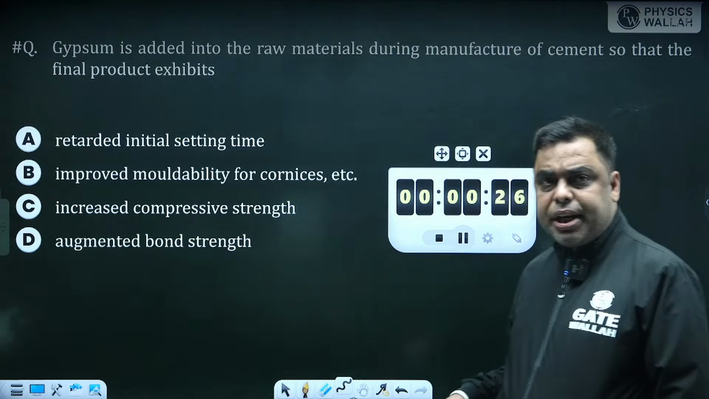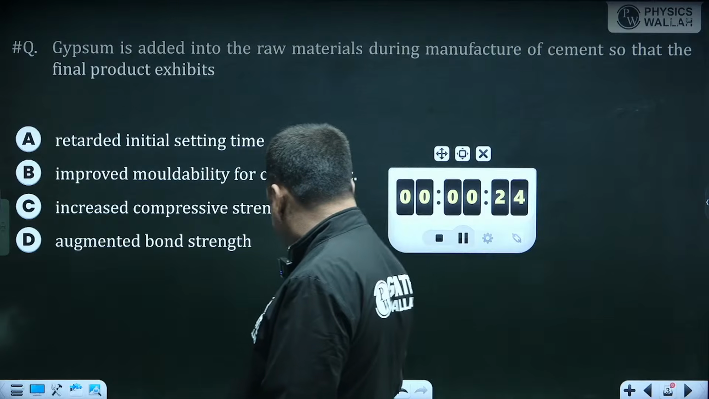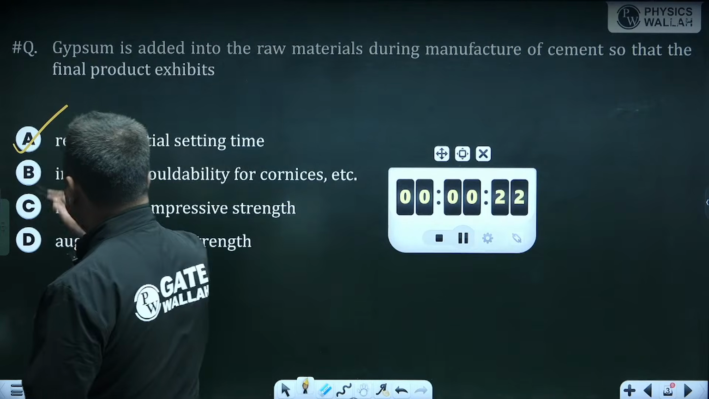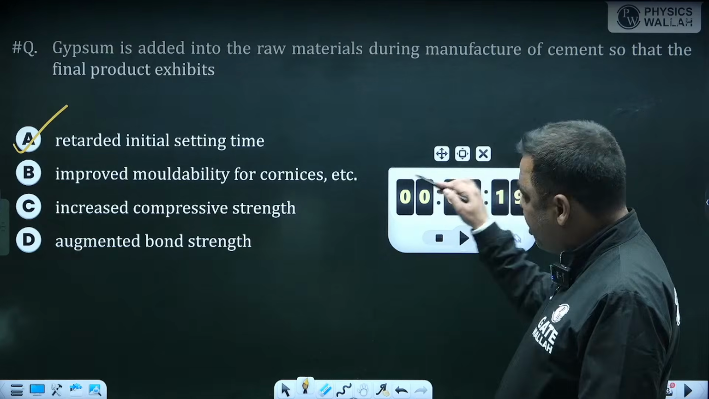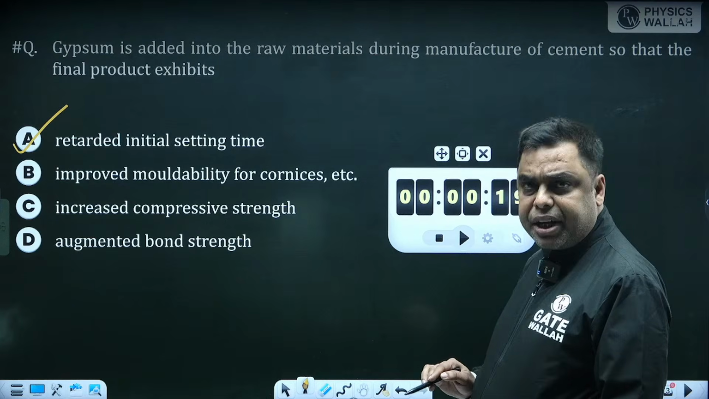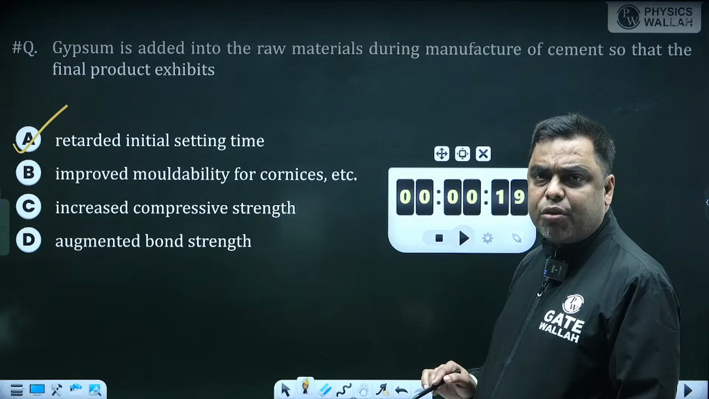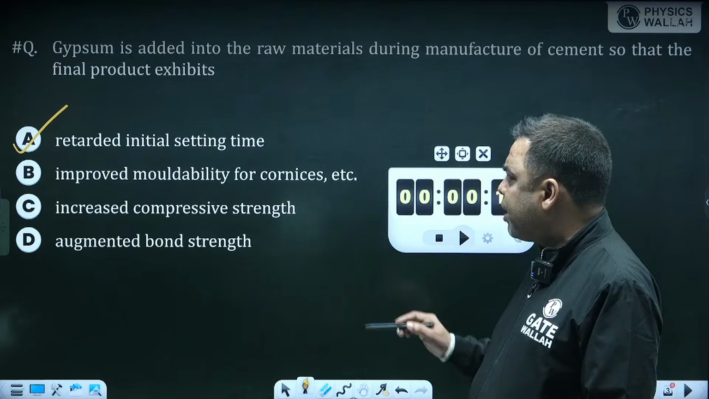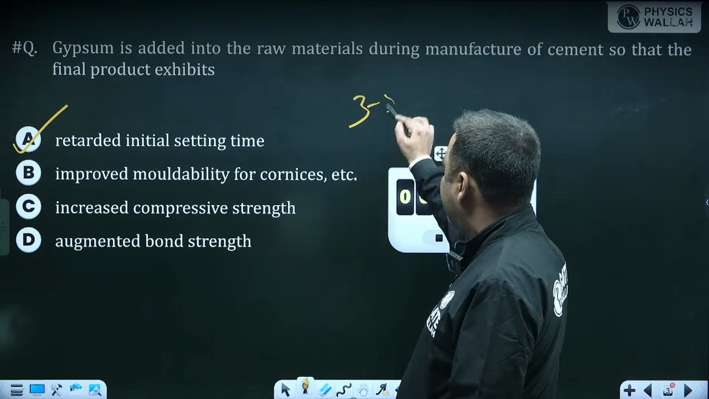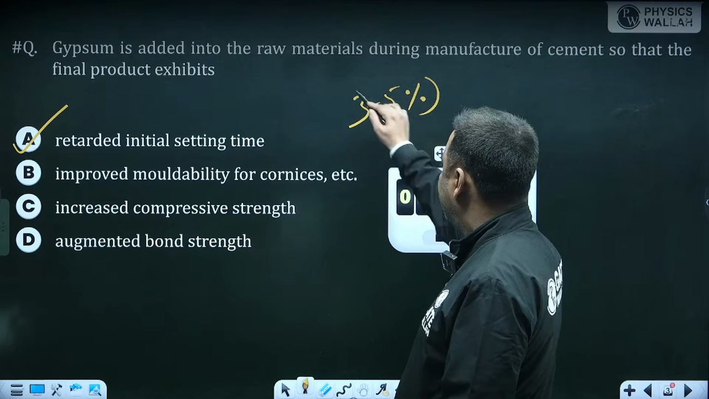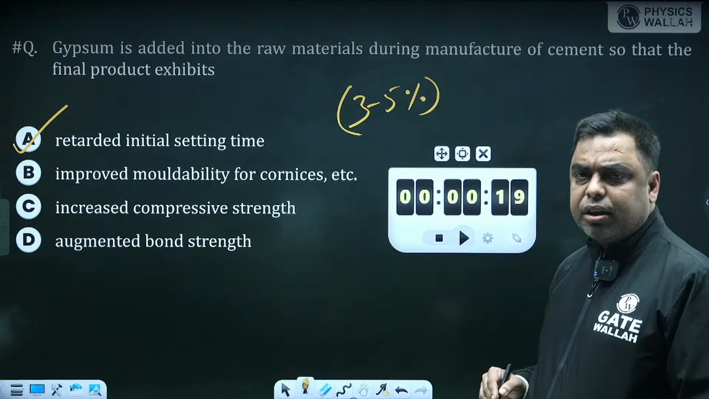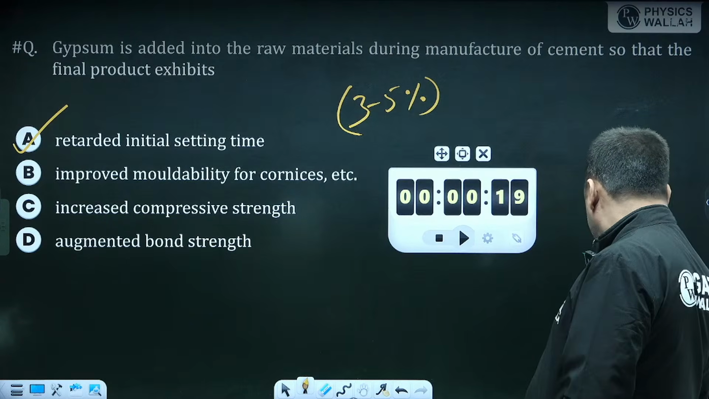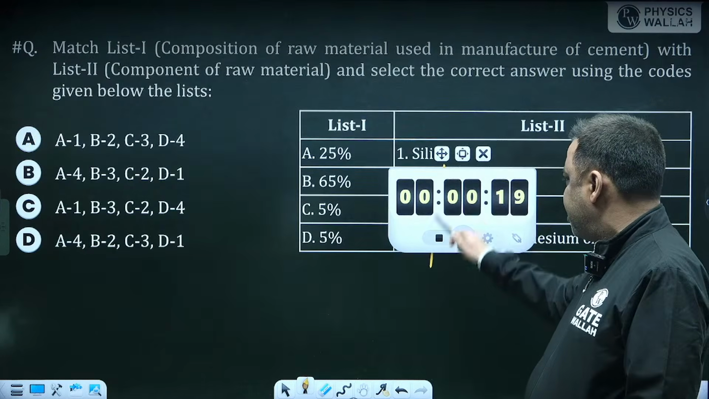So the answer is A, right? Gypsum is added to retard the setting time, and it is added at the point of grinding. When we are doing grinding of cement, it is added at that point of time. How much is it added? 3 to 5%. If you remember, 3 to 5% of gypsum is added at the time of grinding. Right? Next question.